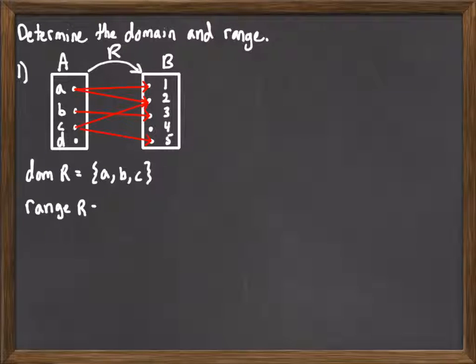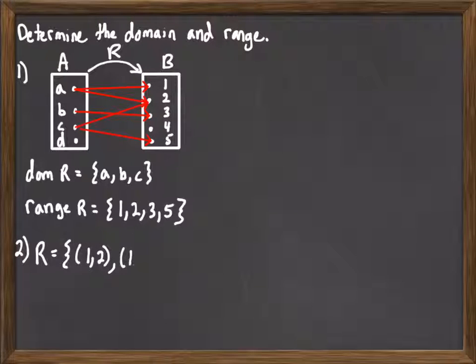So we look at set B, and everything that has something being related to it. That would be 1, 2, 3, and 5. And so we'd write that down. 4 has nothing being related to it. He's left out, and so therefore he's not part of the range. So that's one way to represent a relation, is as a diagram like this.